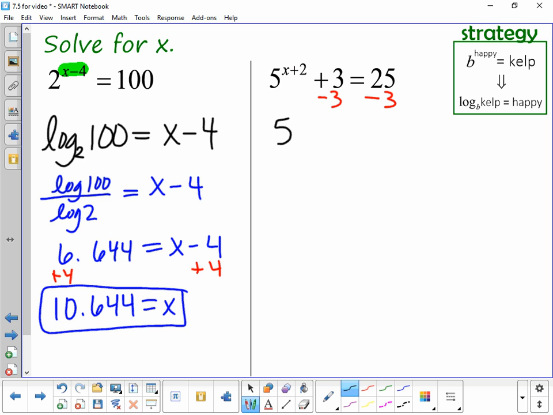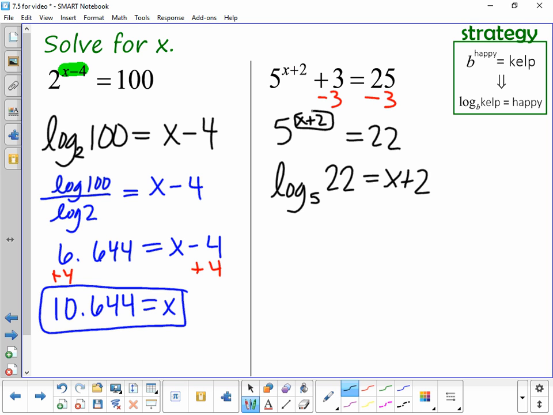So we have 5 to the x plus 2 power is equal to 22. And now it's in that form, and it's going to be very similar to the problem that we just did. We're going to rewrite it as a log, so it's going to be the log base 5 of 22 is equal to x plus 2. Remember that the power of your exponential becomes the answer to the logarithm. Log base 5 of 22, if we do change of base, would be the log of 22 divided by the log of 5.